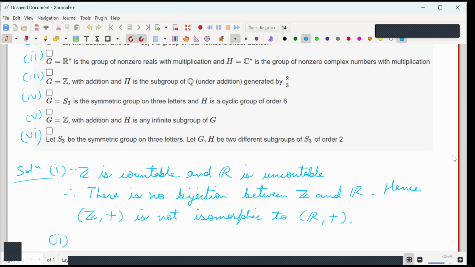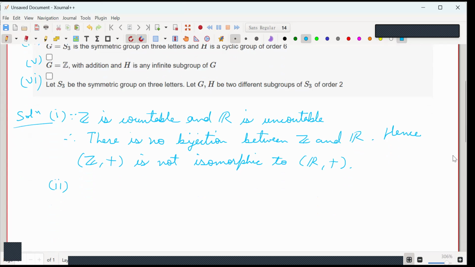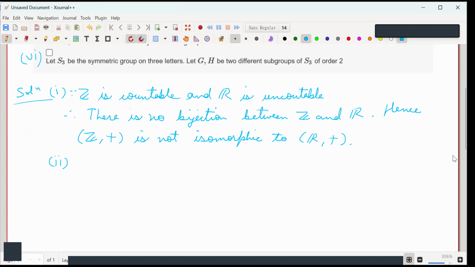So what properties of homomorphisms do you know? The identity maps to the identity, right? Yes, sir. Now, what else can we say? phi of a star b equals phi of a star phi of b, if a and b are elements of the group. Okay.